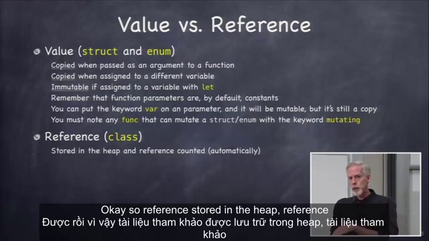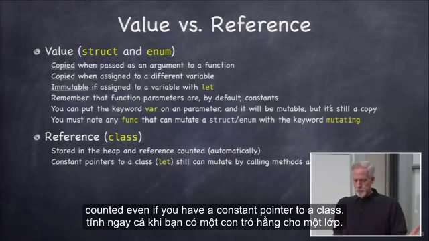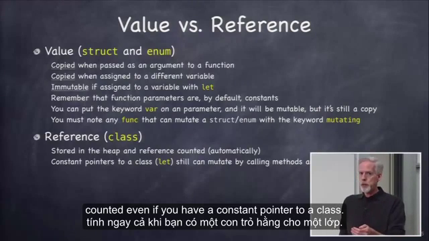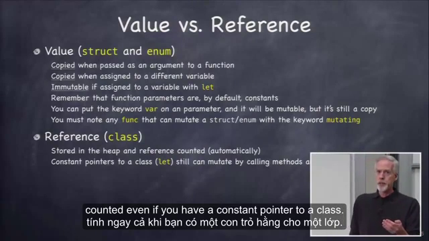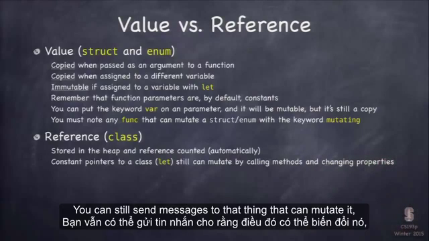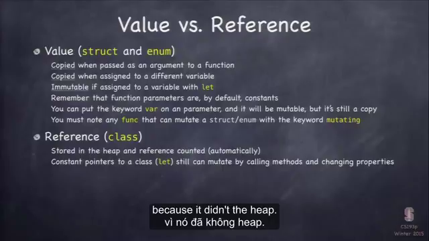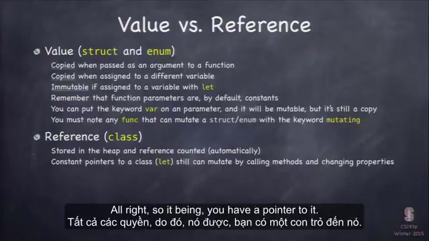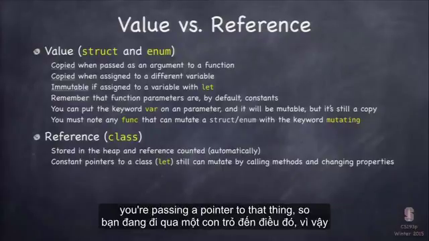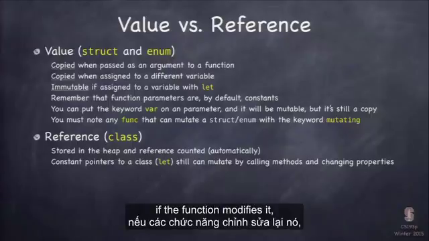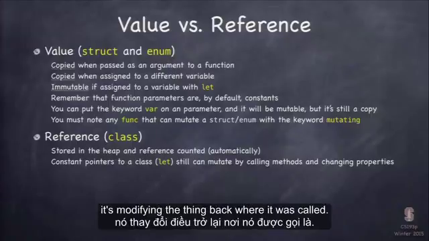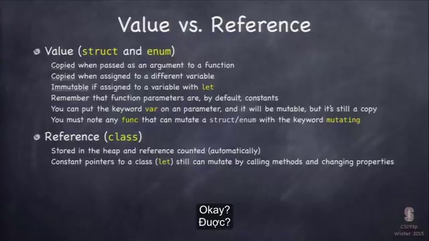So reference, stored in the heap, reference counted. Even if you have a constant pointer to a class, let something equals the class, you can still send messages to that thing that can mutate it, because it's in the heap. All right, so you have a pointer to it. And when you pass it to a function, you're passing a pointer to that thing. So if the function modifies it, it's modifying the thing back where it was called.